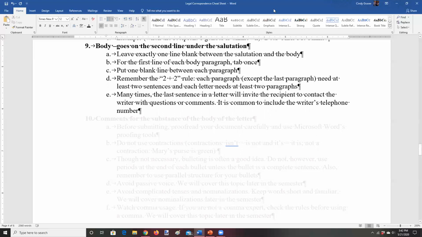Okay, so you're going to want to leave one blank space between the salutation and the body. In other points, I talk about, well, maybe you can do one or two, or maybe you can even just do none. But for this one, you need to have just the one space, okay? So this one, there isn't any range of possibilities. And then we're going to tab once at the beginning of each paragraph. So each paragraph will be indented once.